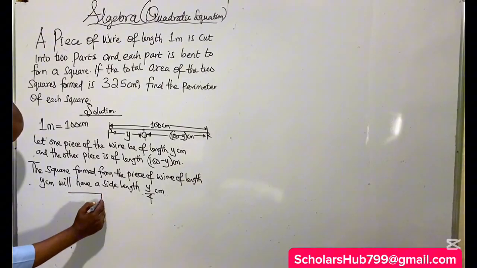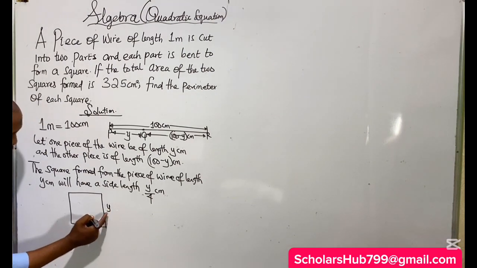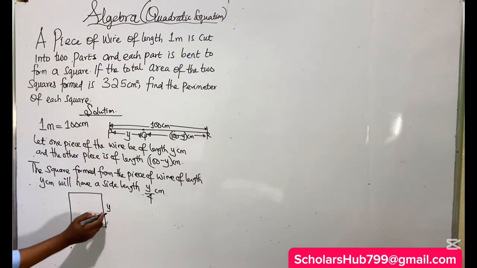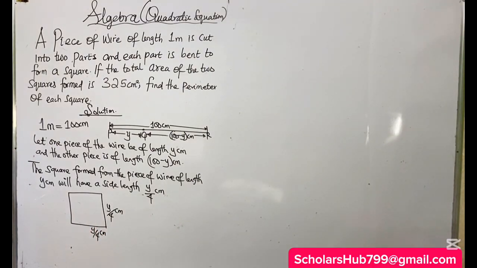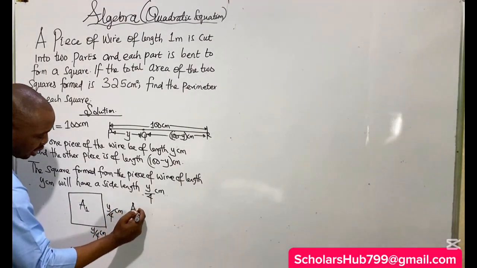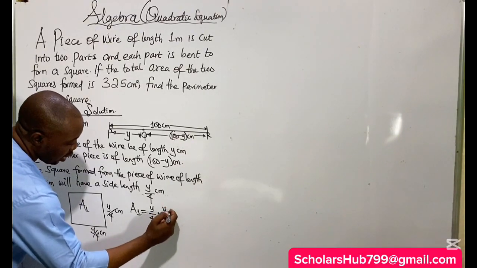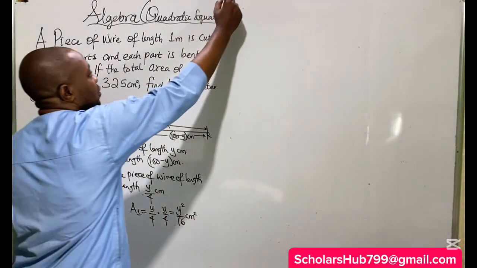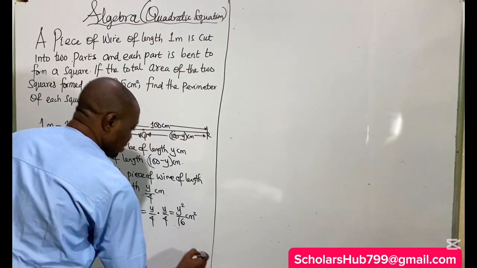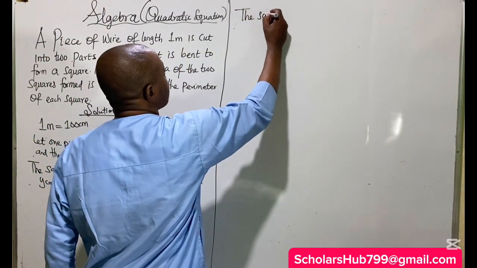So the first piece is bent to form a square, and the side length of the square will be y over 4 centimeters. Now the area of the square formed is y over 4 multiplied by y over 4, and that will be y squared over 16 square centimeters. So that's for the first piece.